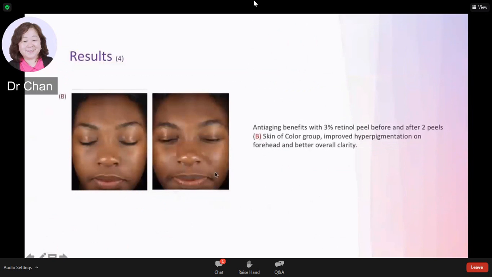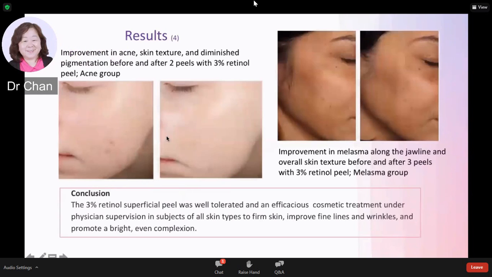This photo shows one of the patients from the skin of color group. There was noted improvement in hyperpigmentation on the forehead and the overlying cheek just after 2 peels. This patient is from the acne group. You can see the improvement of acne, the skin texture, and diminished hyperpigmentation after 2 peels. Whereas in the melasma group, the improvement of melasma along the jawline and the overall skin texture were seen after 3 peels.